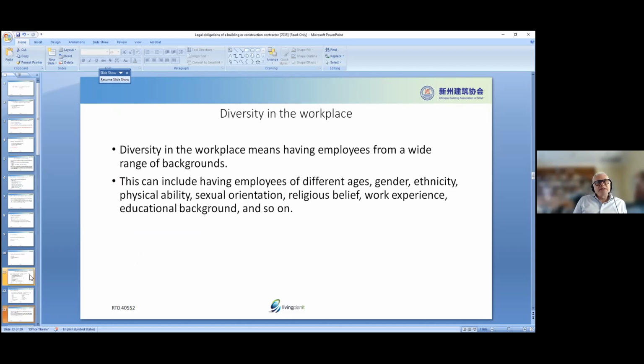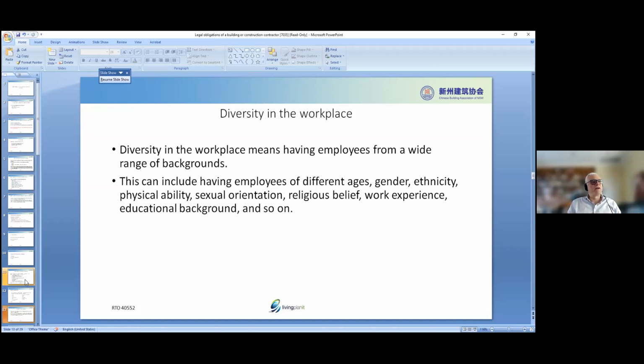Now, diversity in the workplace. It means having employees from a wide range of backgrounds. In fact, this is something that large companies are doing. They are looking at making sure that they have different types of people. I know this for a fact, that they will select people based on their diversity. In other words, whatever you are, we need more of these people. We need to make our company diverse.